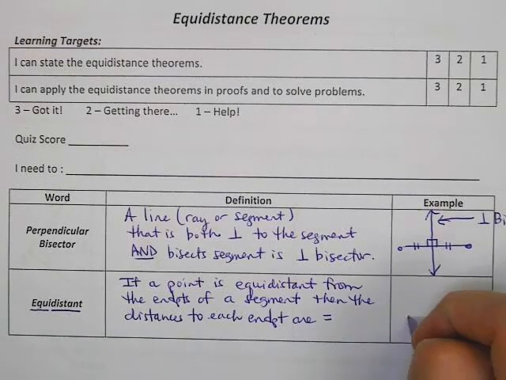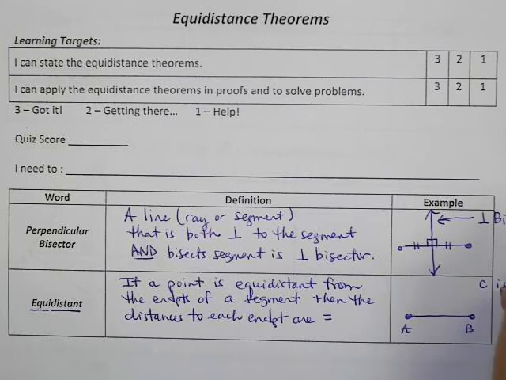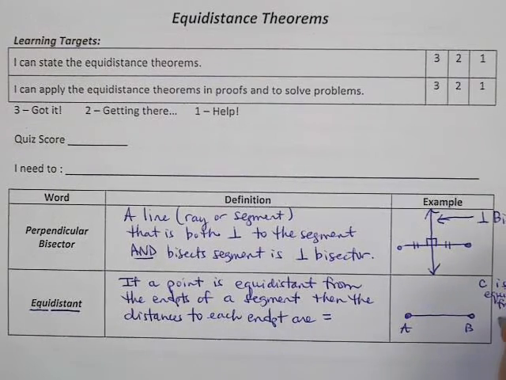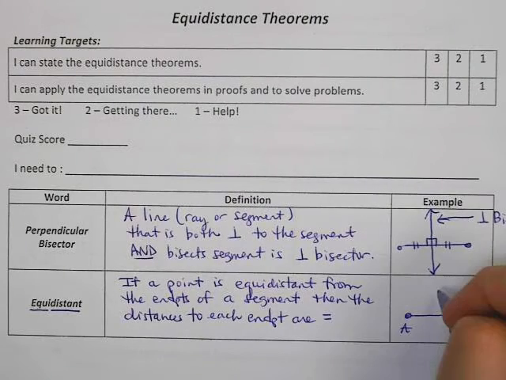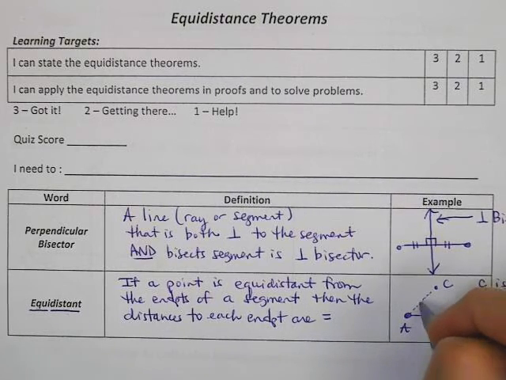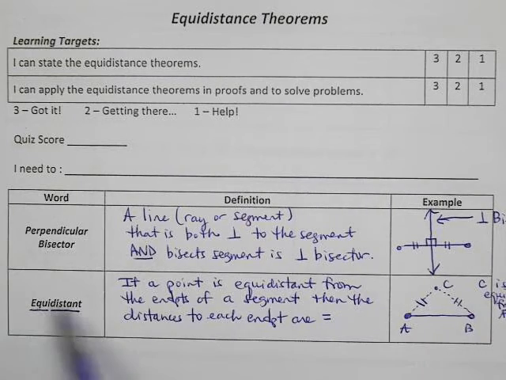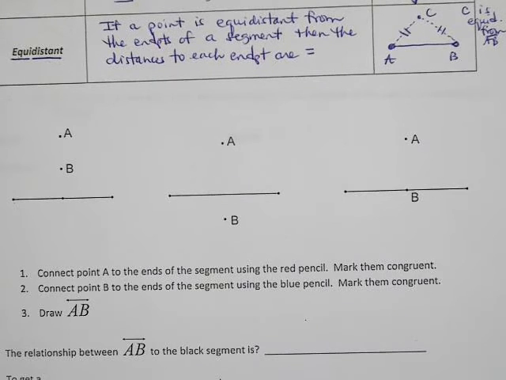So let me give you an example. Let's say we have segment AB, and I'm going to say C is equidistant from AB. What that means is, if I pick some point C, the distance to A has to be equal to the distance to B. These distances to the endpoints of the segment are the same. That's what equidistant means.